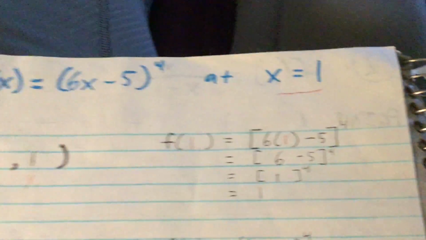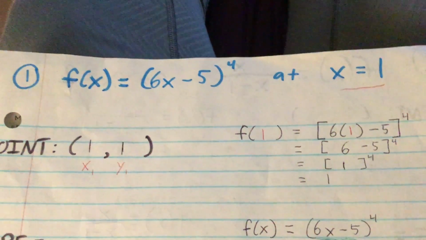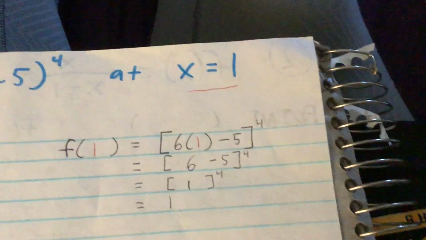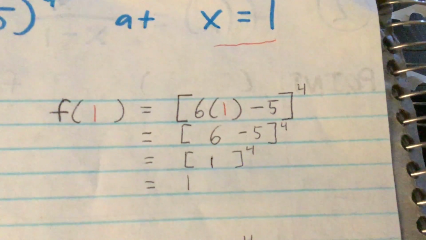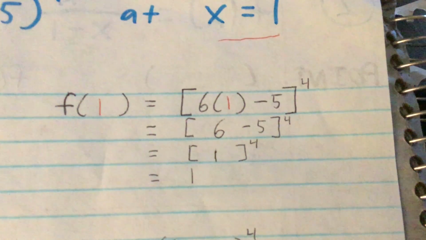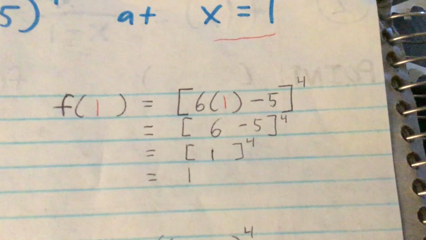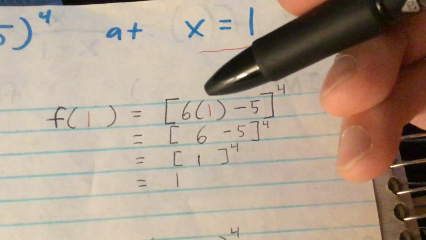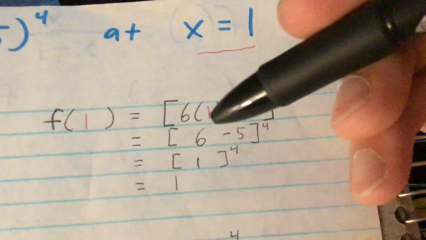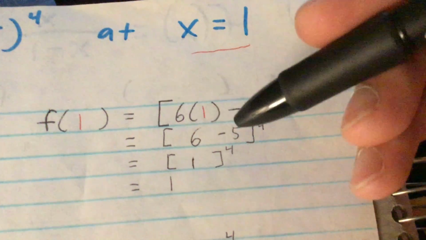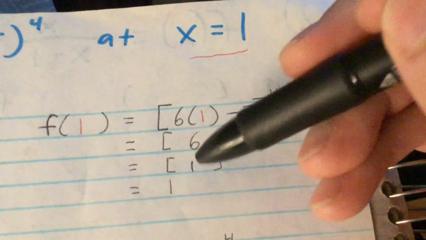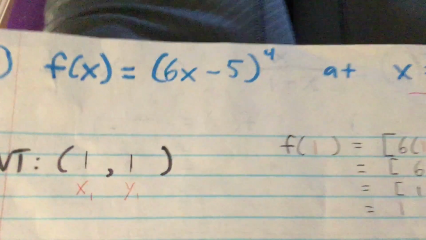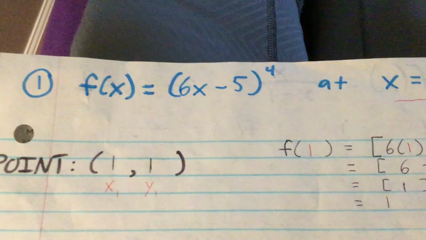So first things first, in order to do this, I need to use algebra. I need a point, I need a slope, and then I'm going to make a linear equation out of that. So first, you plug in x equals 1 into the original problem. f of 1 means 6 times 1 minus 5. 6 times 1 is 6, 6 minus 5 is 1, and so I've got 1 to the fourth power, or just 1. Therefore, the point that I'm going to use is (1, 1).